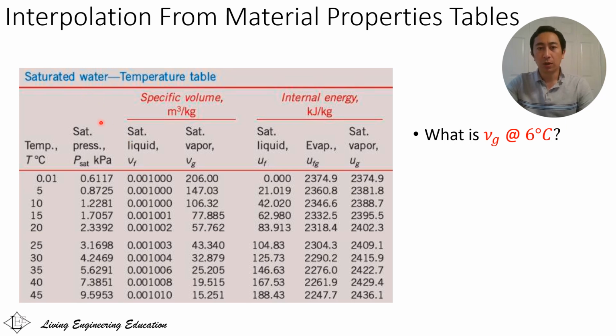We're told because it's saturated water, it's in that transition phase. So it can be fully liquid, it could be fully vapor, or something in between. So that's why we're given saturated liquid and saturated vapor properties of both specific volume and internal energy. So the way we're going to look at this, and if you don't understand exactly what saturated pressure, specific volume, or internal energy mean, that doesn't matter for this video.